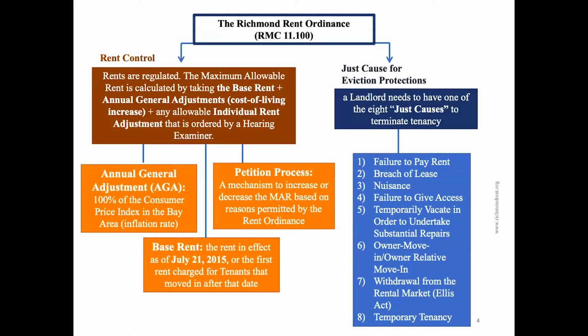So as you can see, the Richmond Rent Ordinance is broken up into essentially two pillars. One is rent control, and the other is just cause for eviction protection. So let's go over rent control.